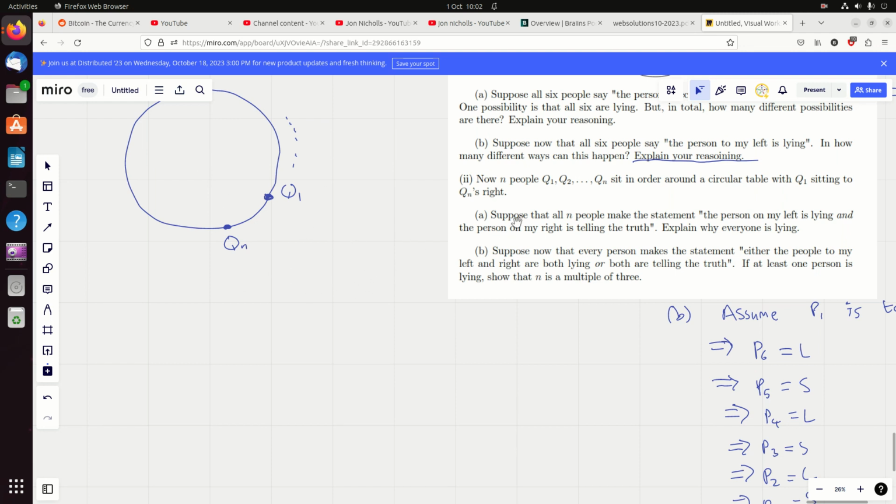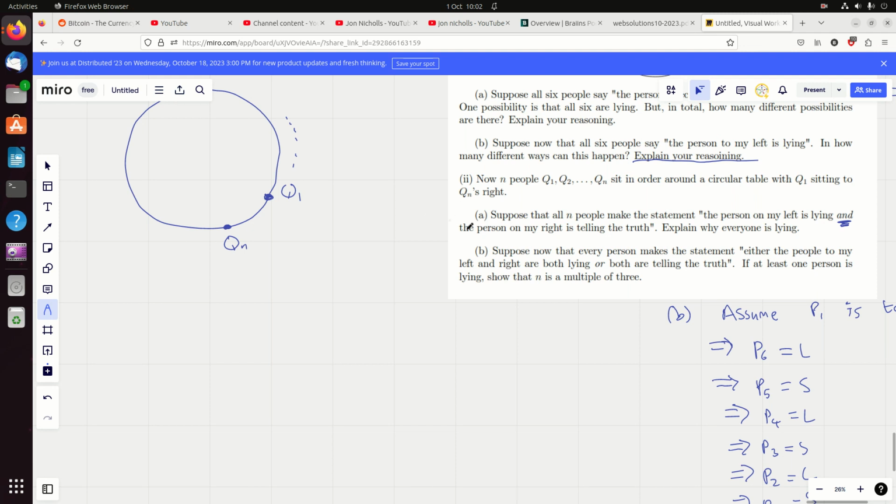Okay, suppose that all N people make the statement, the person on my left is lying, and. Now these questions are always about the difference between and and or. Yeah, they're not the same. Suss out what is the logical difference between an and statement and an or statement. It's precisely exactly the same distinction between intersection and union in set theory. It really is, and you want to understand that. You really do. That's what most of these questions are getting at, and it's how they make it difficult.